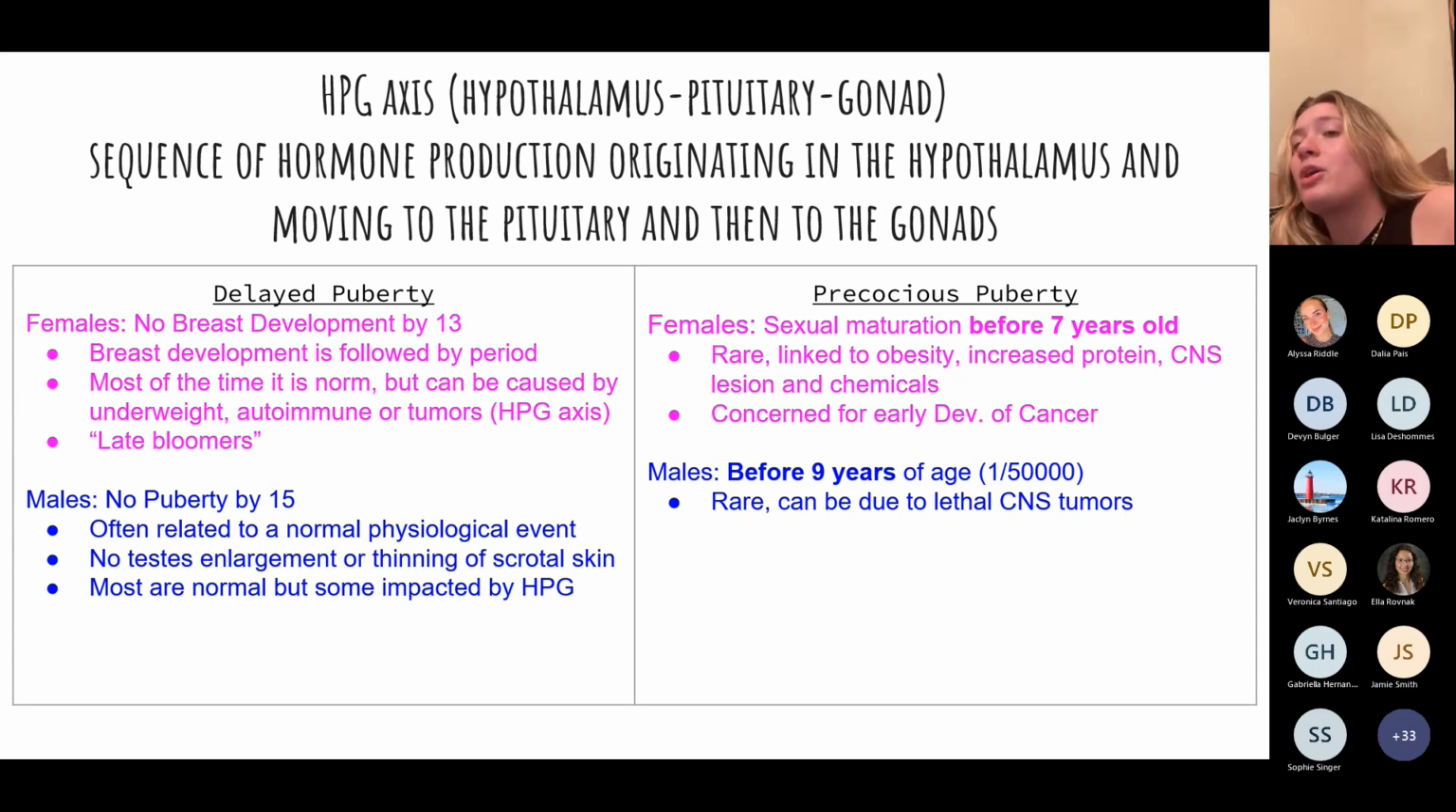When we start talking about precocious puberty, now we're having a medical emergency. For females, if they start having sexual maturation before 7, it's usually linked to a CNS lesion, chemical exposure, or sometimes obesity, but this puts the females at an increased risk for cancer. If my males start to have puberty before 9, this is very rare, and it's usually due to a lethal CNS tumor, like brain.